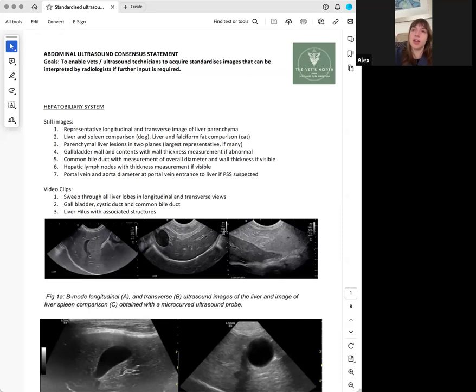I start from the xiphoid and fan up and have a look around there. And then I'll look for hepatic lymph nodes and common bile duct after I've had a look at the whole liver. Yeah. Okay.